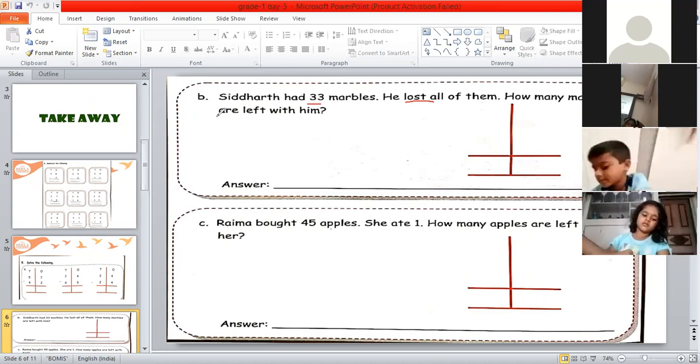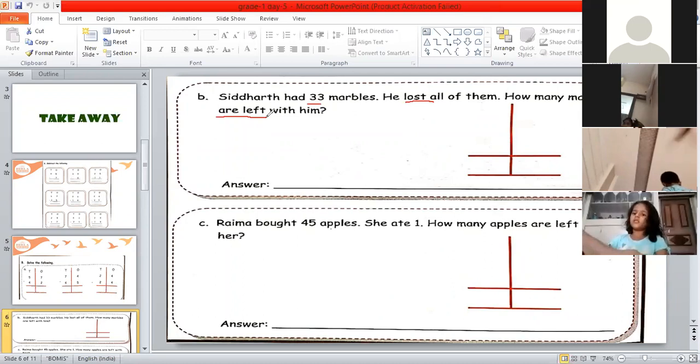Yes, children, always remember this thing. Whenever this word 'left' is there, you have to do subtraction. Whenever the word 'left' is there, you have to subtract the given numbers. So here also, we'll subtract. Siddharth had 33 marbles and he lost all of them. All 33 marbles he lost somewhere. Now they are asking how many are left with him. Okay, so we'll start writing the statements.